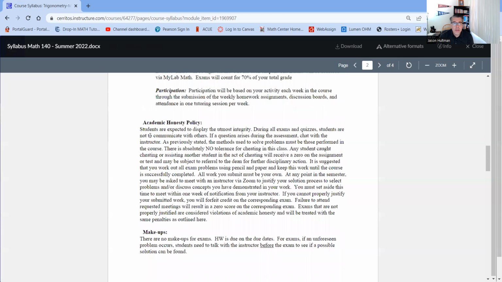Academic honesty policy. Students are expected to display the utmost integrity. During all exams and quizzes, students are not to communicate with others. If a question arises during an assessment, chat with the instructor. As previously stated, the methods used to solve must be those performed in this course. There is absolutely no tolerance for cheating in this class. Any student caught cheating or assisting another student in the act of cheating will receive a 0 on the assignment or test and may be subject to referral to the dean for further disciplinary action.